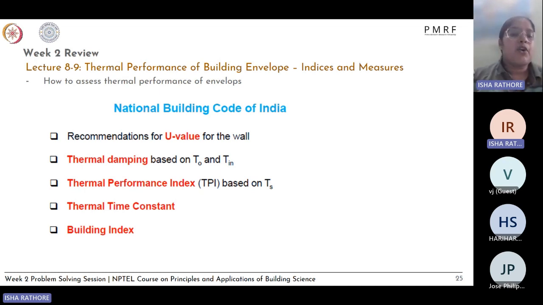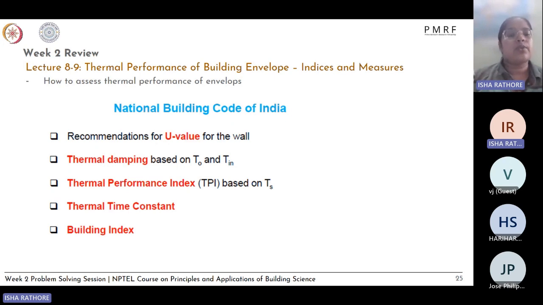Then we have the thermal performance index or TPI, which is based on the surface temperature of the walls. Again, TPI ranges are given and they are categorized into good, poor, and very poor. And then we have the thermal time constant, which is again an indicator expressed in hours. And we have the building index. So all of these five properties are the five indicators and measures mentioned in the National Building Code of India and used for assessing the building envelope performance.